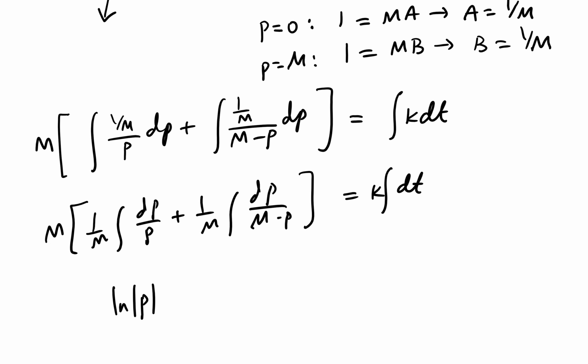So the first one, I get the natural log of the absolute value of P. The next one, you have to do a u-sub in the denominator, u-sub on M minus P, so you need a negative sign out. So that would be the natural log of P minus the natural log of M minus P equals kt, and then you can put the plus C there.